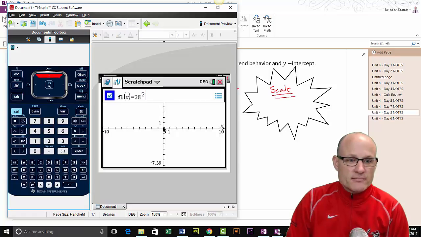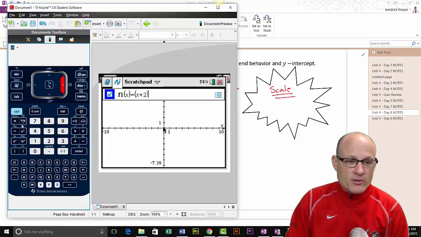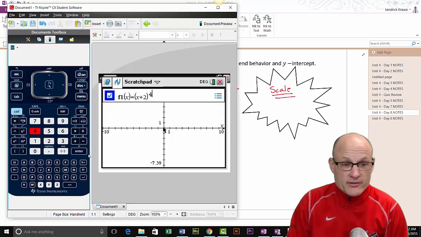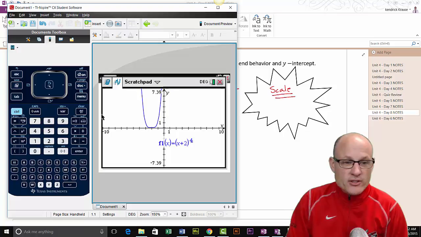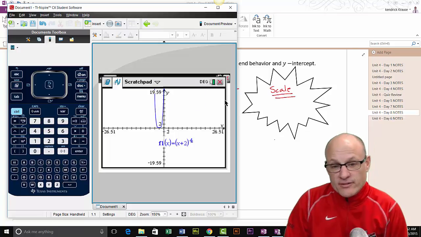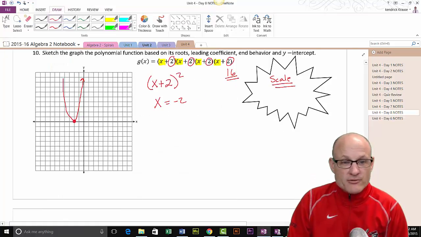Let's get rid of that. And x plus 2. I don't want to have to write all this out, so I'm going to raise it to the 4th power because that's all that means. There it is. And it's going through y equals 16. You don't believe me? There it is, right there, about 16. It's crossing over. So that's it, kids. All she wrote. That was an easy one.